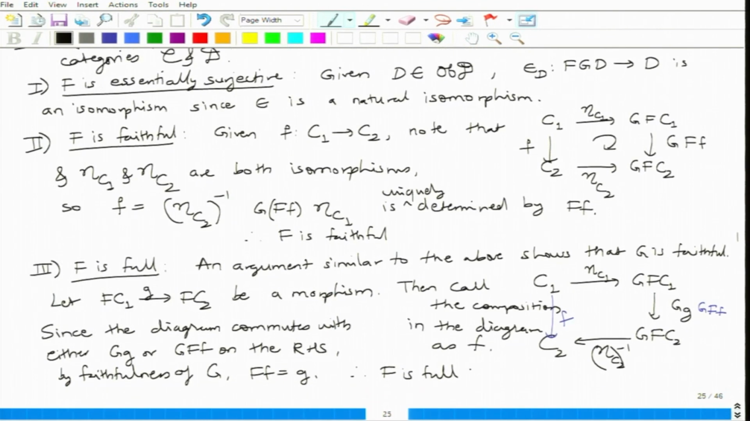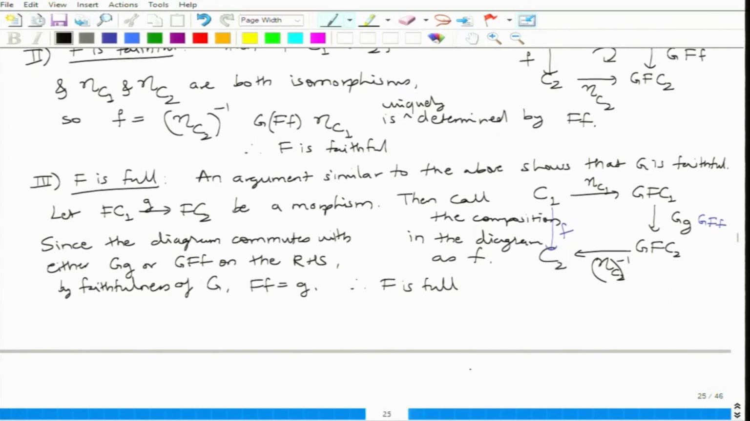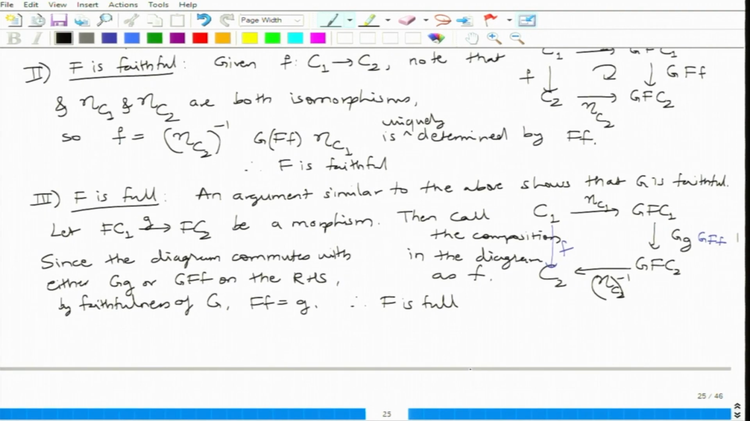This is the beauty of category theory. Everything either works or it doesn't.